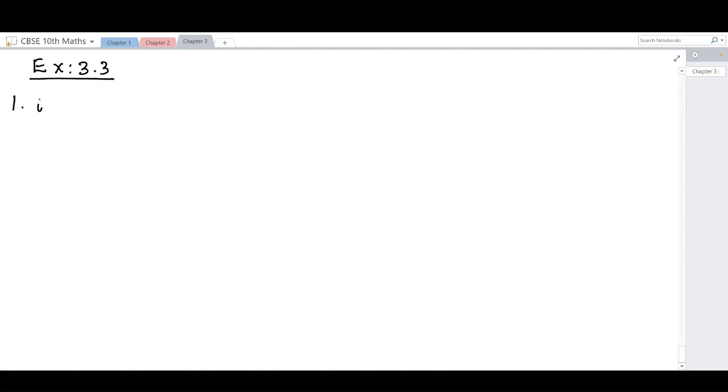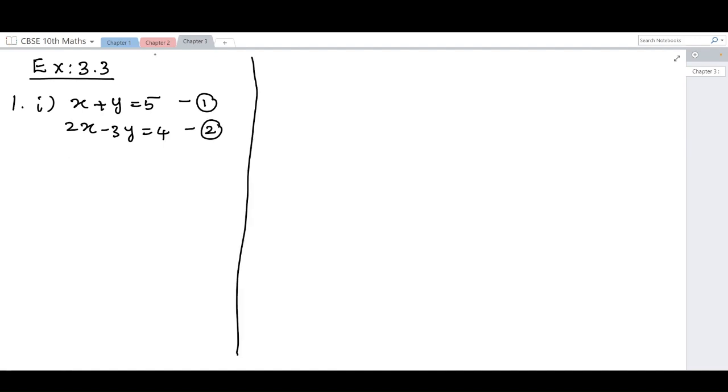First question, x plus y equal to 5 and 2x minus 3y equal to 4. Let us take these to be 1 and 2. If we apply the elimination method, then we have to eliminate any one variable. It can be either x or y.